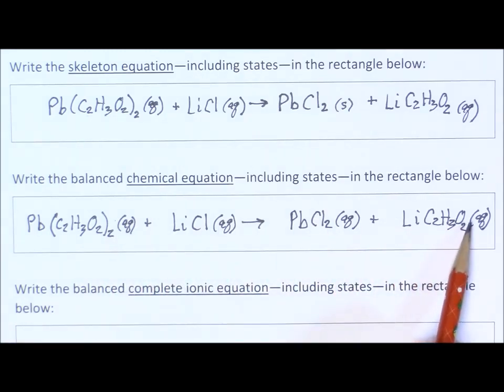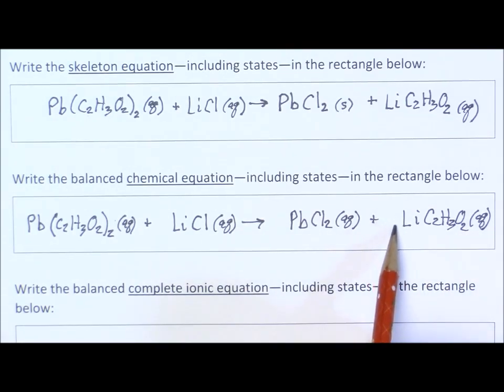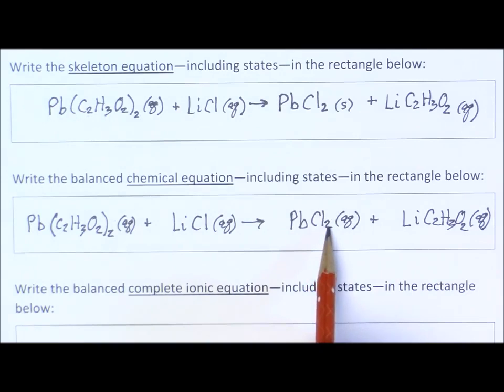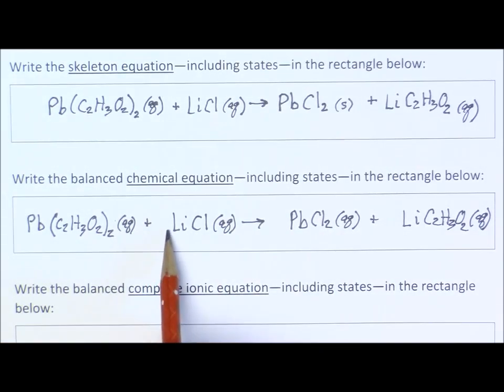Over on the right-hand side I only have 1 acetate ion, so I suspect I might need a 2 there, but I'm not going to write it there yet. Let's look at lithium. I have 1 lithium atom on the left, 1 lithium on the right. How about chlorine? I have a chlorine atom on the left, but on the right I have 2 chlorine atoms. So I suspect I might need to put a 2 here to make the chlorines balance.